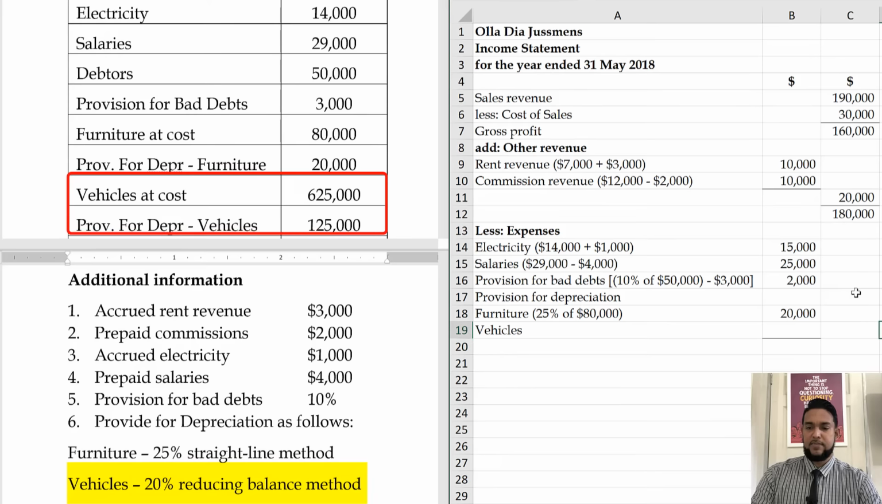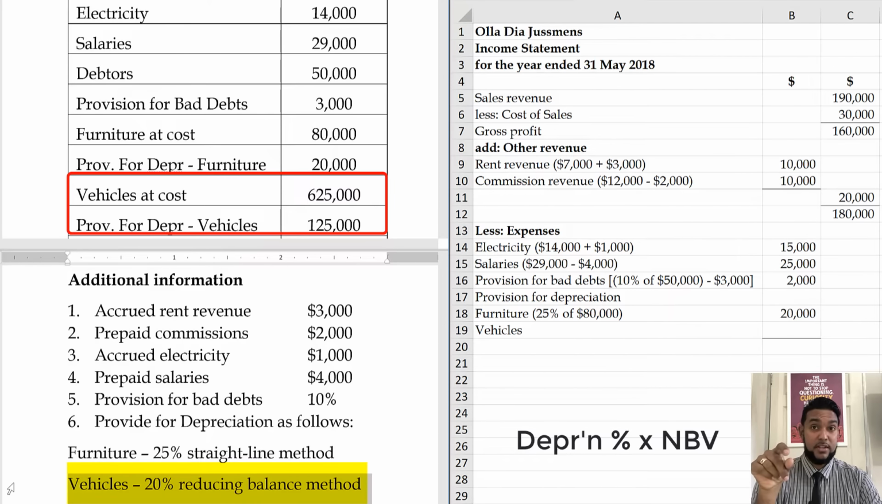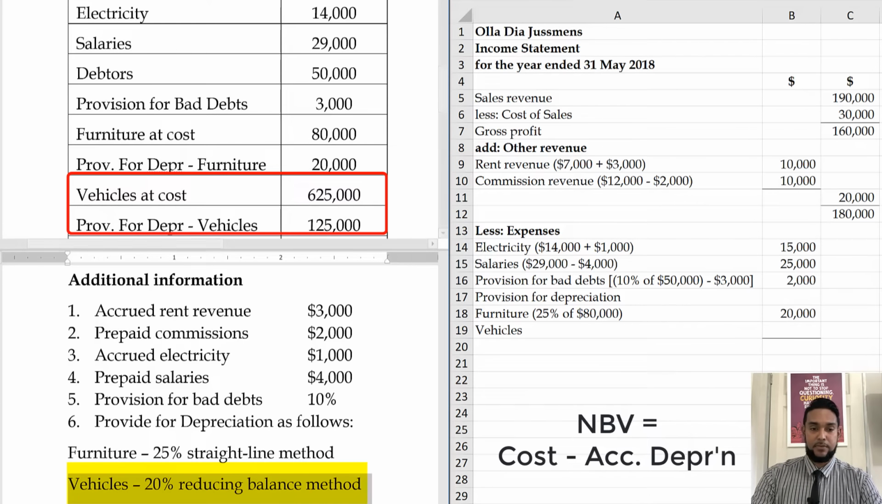Now, the last thing is the vehicles. It says across here, we have to charge 20% reducing balance method. How do we calculate depreciation under the reducing balance method? Well, we multiply the percentage, the depreciation rate, by the net book value of the asset. Not the cost, the net book value. So your next question should be, what is net book value? Net book value is the difference between the cost of the asset and the existing provision for depreciation.